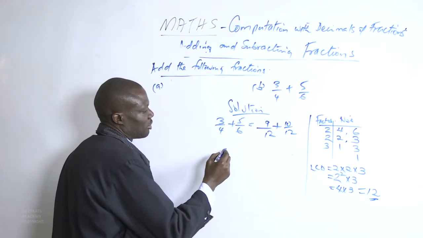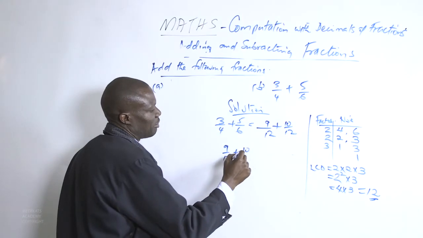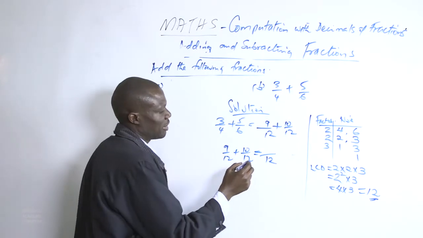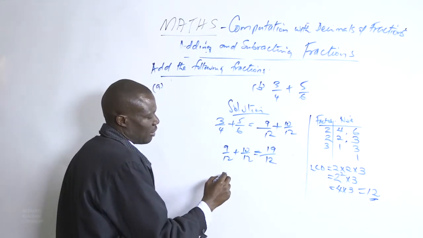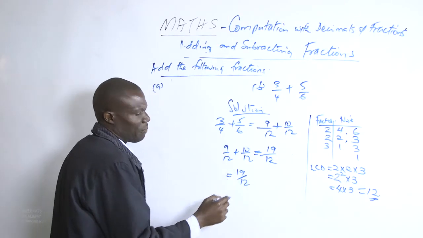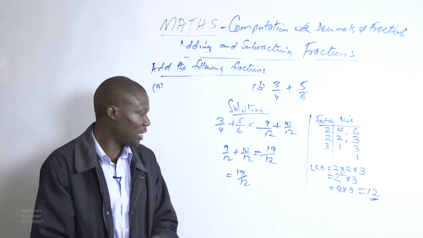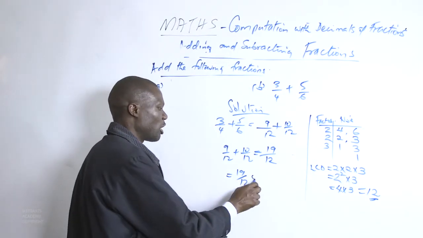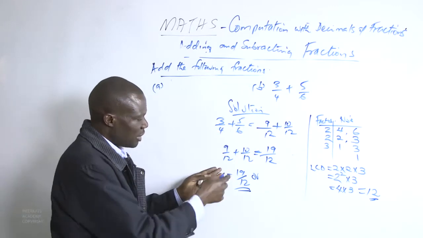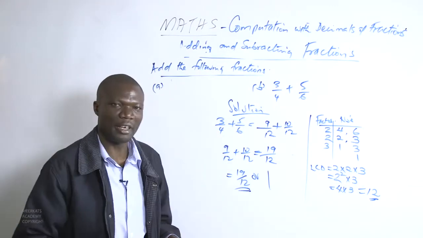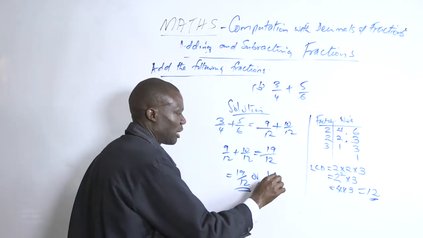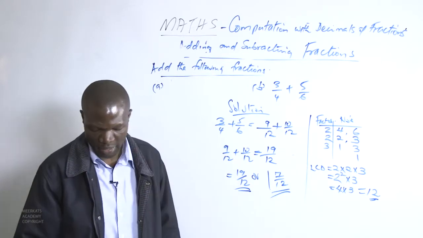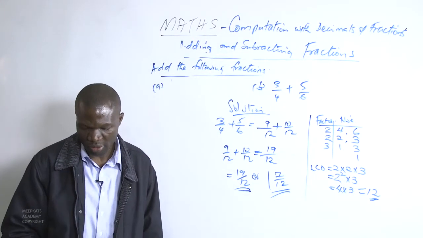Now we can add. So 9 over 12 plus 10 over 12. The denominator is the same, so we maintain 12. Add the numerators, and this gives us 19. 19 over 12 is an improper fraction. It is an answer, and you can stop there and say that's the answer. However, if you choose to make it a mixed numeral, there's nothing wrong. 19 divided by 12 is 1 remainder 7. So 1 and 7 over 12. This one is also allowed. So our answer could be any of those.